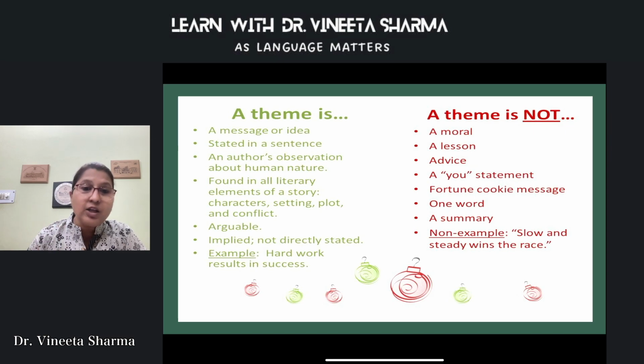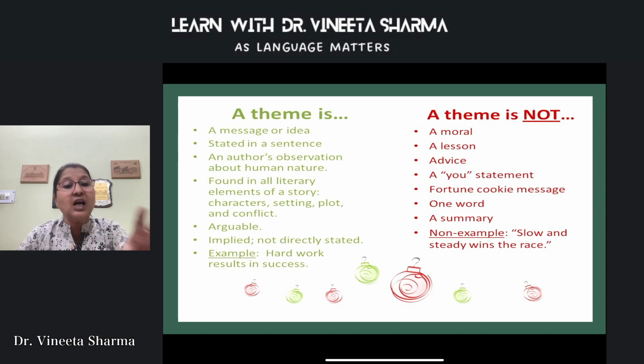It is, of course, arguable. You may interpret a situation in a different way. The other person can do it in a different way. It is implied, not directly stated. All right. For example, hard work results in success. In the story, this is the theme, this is the idea which must be running through the story.